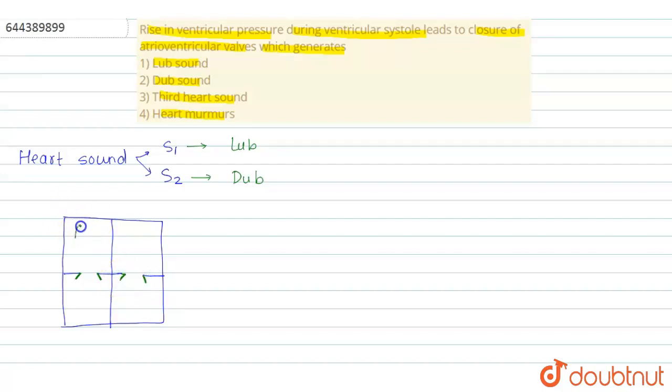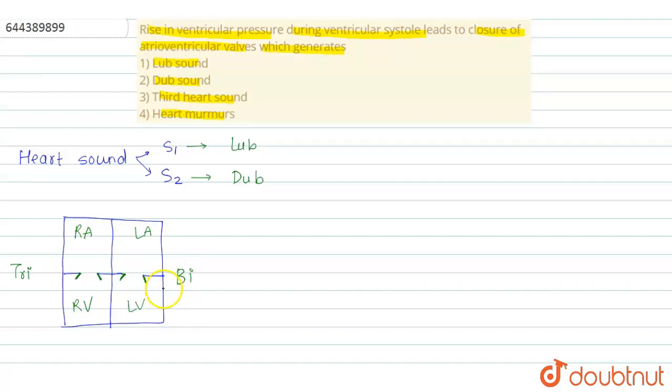So this is the right atrium, this is the right ventricle, this is the left atrium, the left ventricle. The valve between the right atrium and the right ventricle is called the tricuspid valve, right? And the valve between the left atrium and left ventricle is called the bicuspid valve, right?